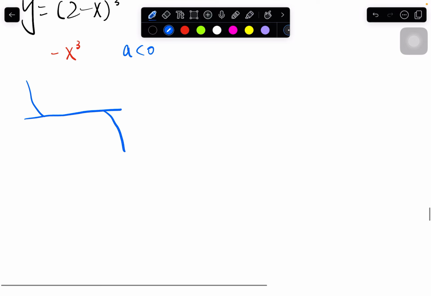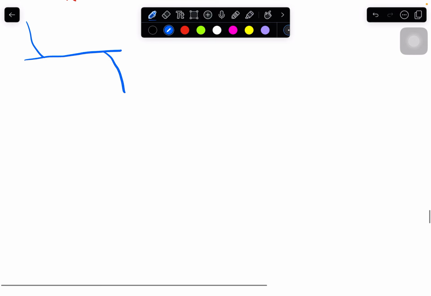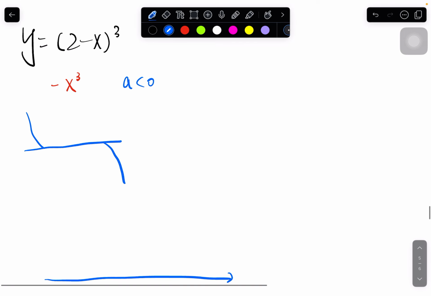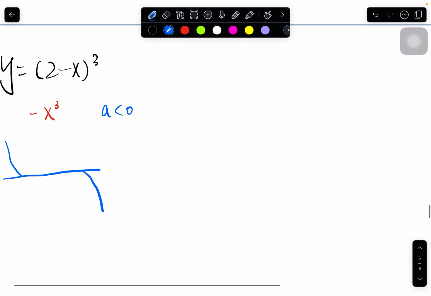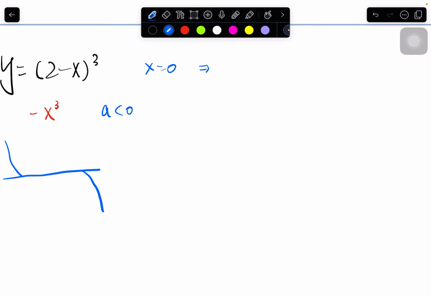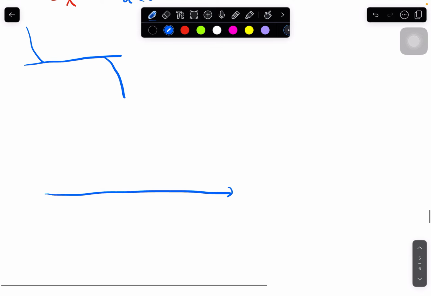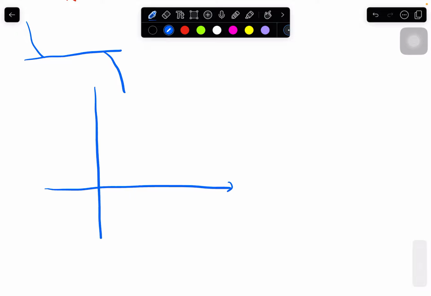Then we have to decide its y-interception. The y-interception is when you set x equals 0. So when x equals 0, y equals 8. So we got 0, 8. And here is the x-axis and y-axis.